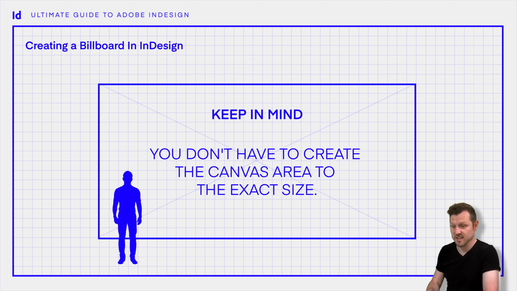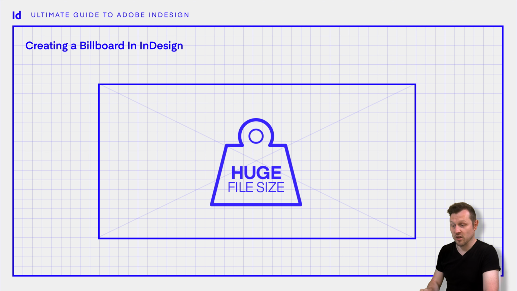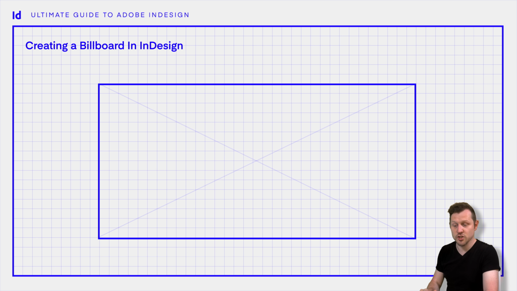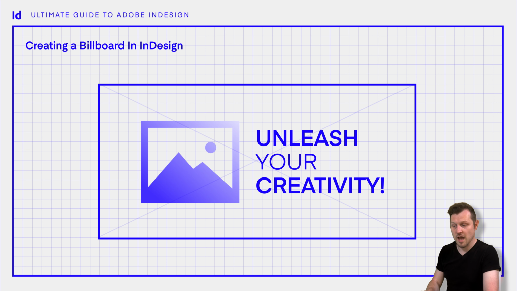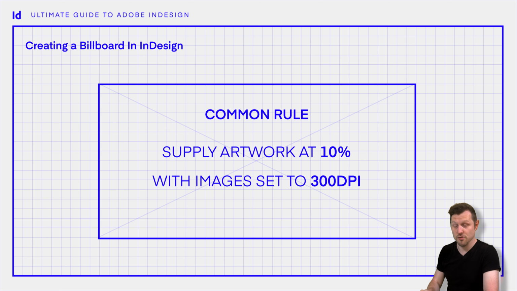Now, when working with ultra-large formats in InDesign, keep in mind you don't have to create the canvas area to the exact size. If we did that, then we would end up with a huge file that could seriously slow down our computer. So what we can do is make a suitable document size to scale, make sure our images are of high quality, and when we export a PDF file with vector text and good quality images, a printer will blow up the exported file and print to the full dimension. A common rule that is applied is to supply artwork at 10% of the full size at 300 dpi.